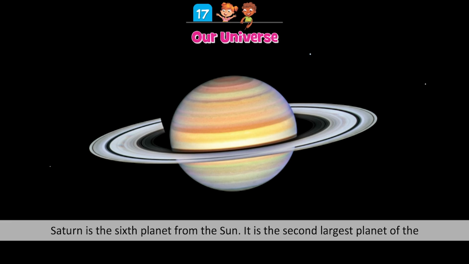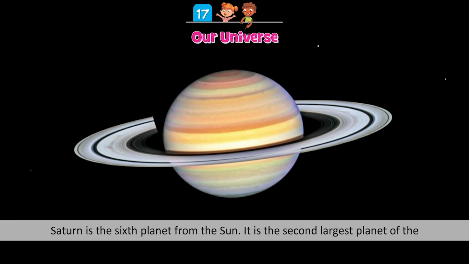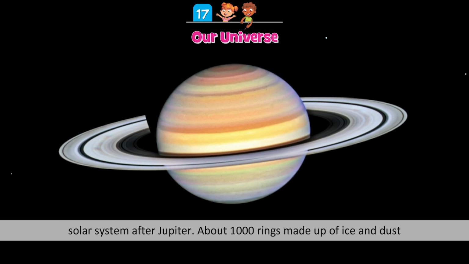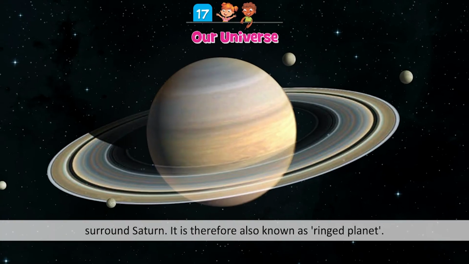Saturn. Saturn is the sixth planet from the Sun. It is the second largest planet of the solar system after Jupiter. About 1,000 rings made up of ice and dust surround Saturn. It is therefore known as the ringed planet.